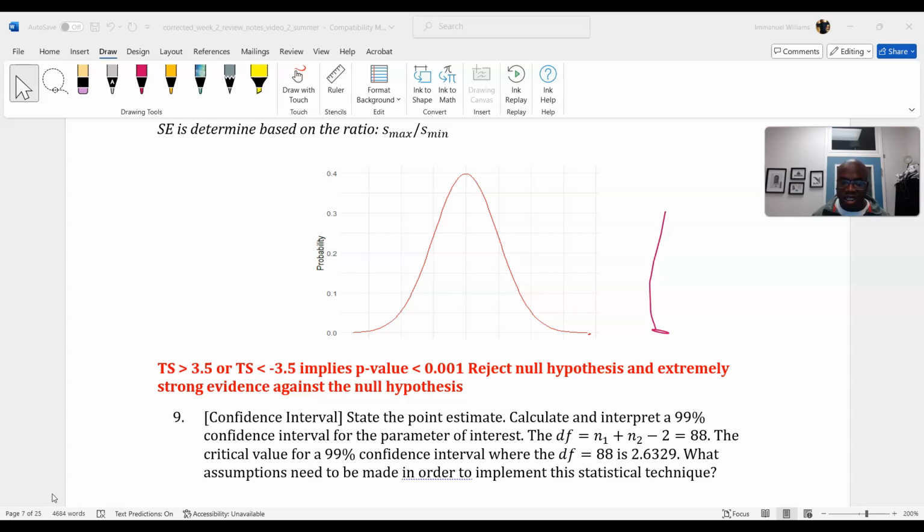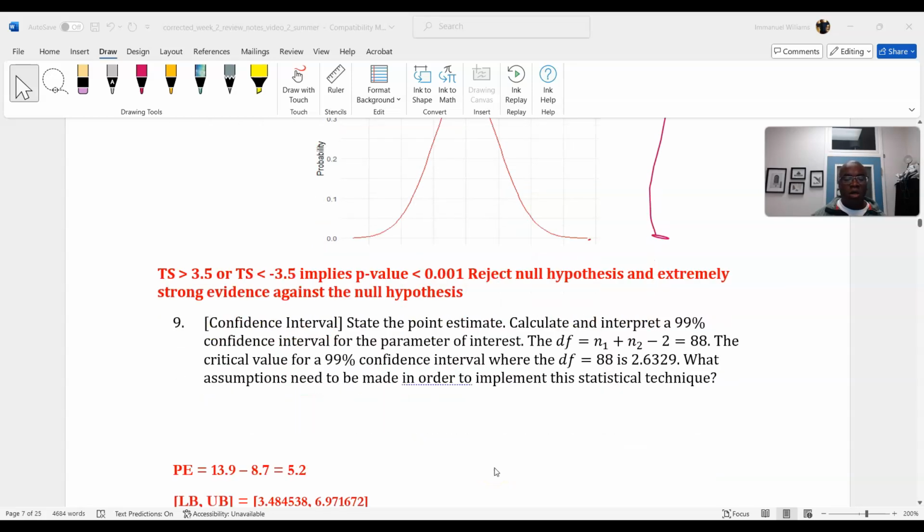Calculate a 99% confidence interval for the parameter of interest. Degrees of freedom is going to be the sample size of one plus the sample size of the other minus 2, which gives us 88 because our total sample size is 90. And then the critical value for a 99% confidence interval with degrees of freedom 88 is going to be 2.6329. What assumptions need to be made in order to implement this statistical technique?